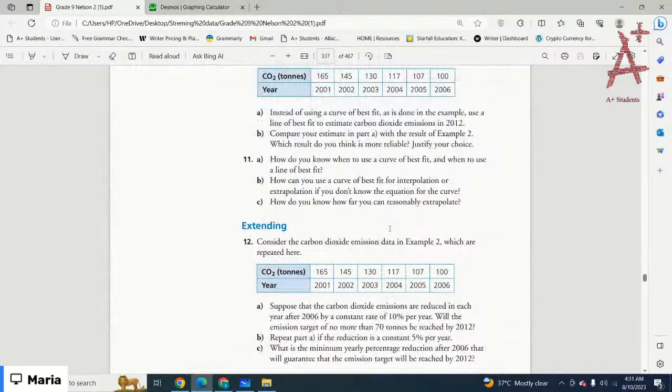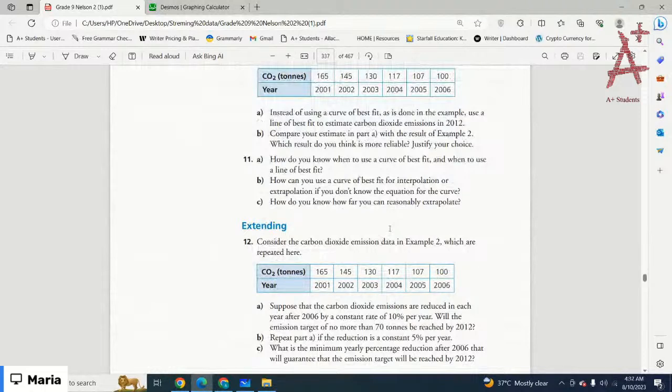Okay, how do you know when to use a curve of best fit and when to use a line of best fit? So we use a line of best fit when the points seem to follow a line and a curve of best fit when the points seem to follow a curve. Like if they are making the curve, you have to use the curve of best fit. If their points are making the line, you have to use the line of best fit, right?